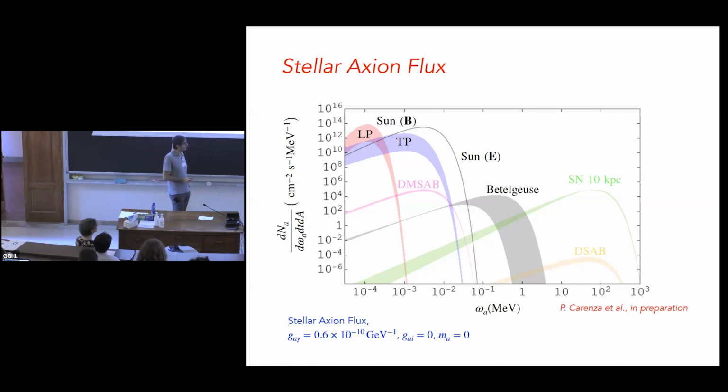This is the flux expected from all main sequence stars. This is from supergiants. This is an example of a flux from Betelgeuse, so a more massive star further away. This is from a supernova at 10 kiloparsec. And this is the diffuse supernova axion background. Obviously a choice of the coupling was made to make this plot, and the choice is roughly at the current bound.